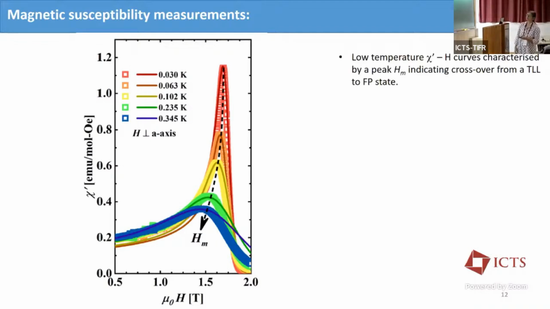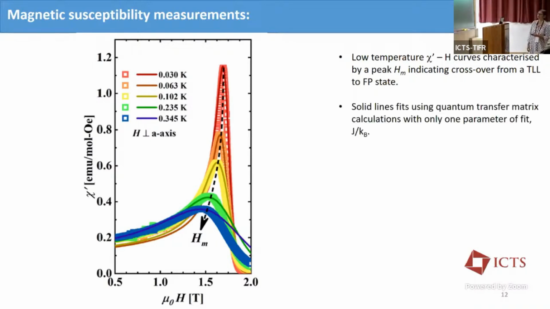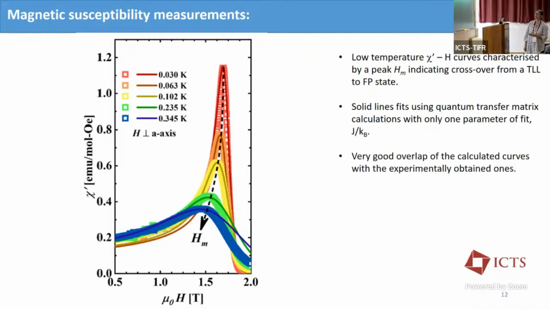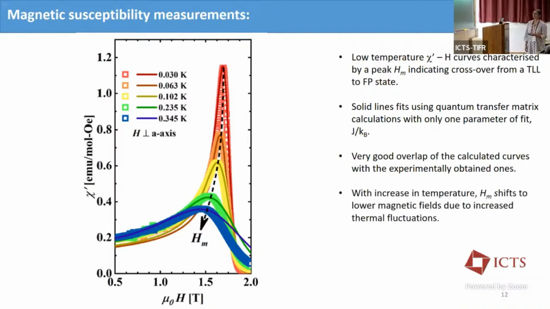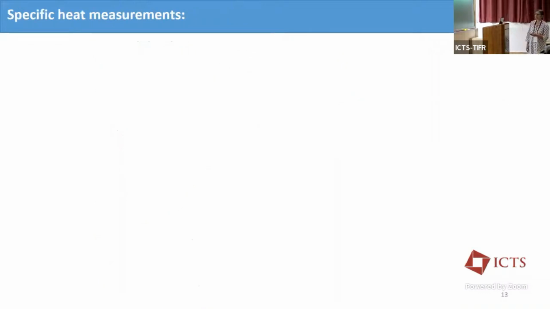Okay, so this once again is an indicator of crossover from Tomonaga-Luttinger liquid to fully polarized state, and the solid line in each are once again the quantum transfer matrix calculation done with only one parameter J by Kb of 1.23 Kelvin. And as you can see, this is a very good match between theory and experiment. Yeah, these points I have already made.